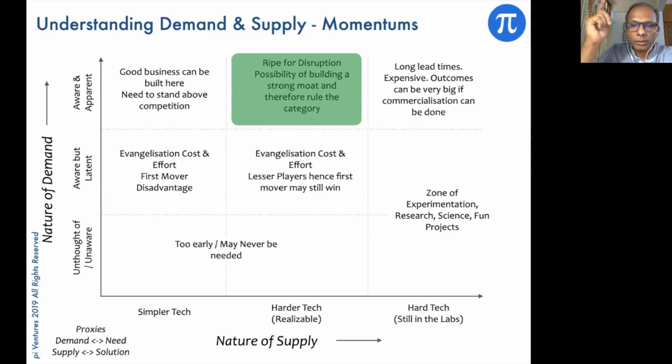So quick question. Given time, with time, tech will move in which direction? Things will become simpler. Yes. So tech always moves in the left direction on this, right? So it becomes harder, I mean the other way around. Still in the labs becomes realizable and simpler, and therefore the need for constant innovation for startups to stay ahead.